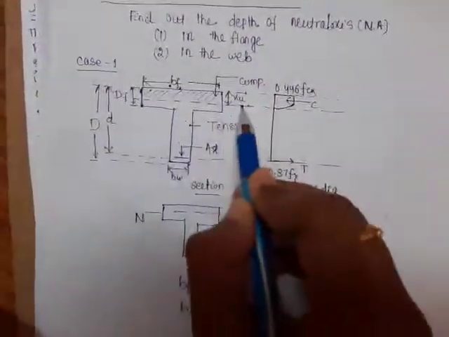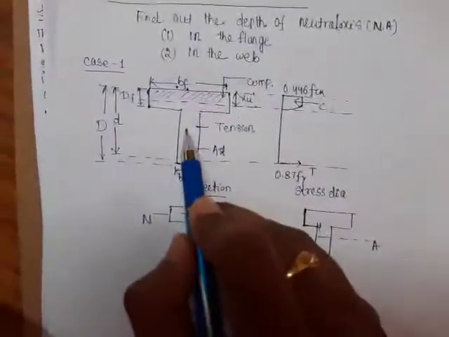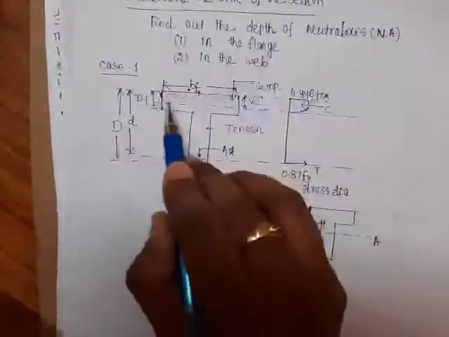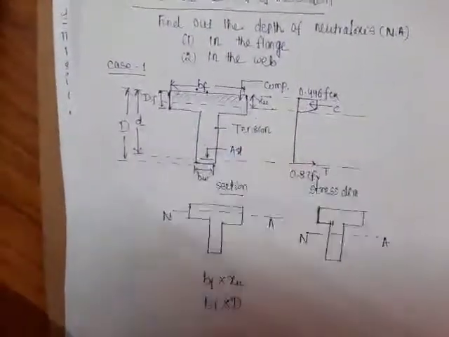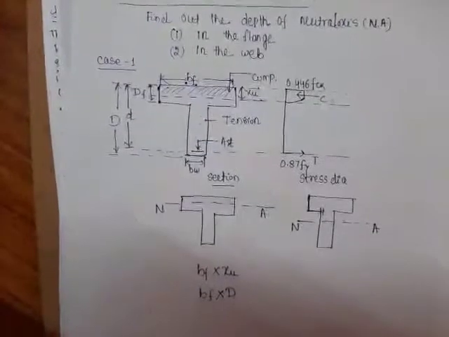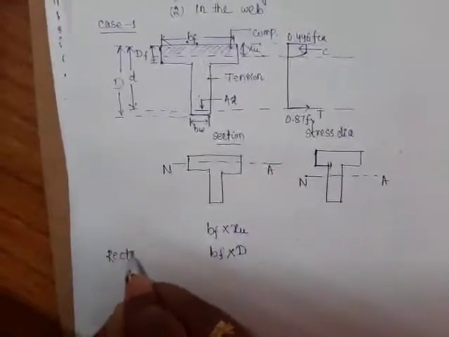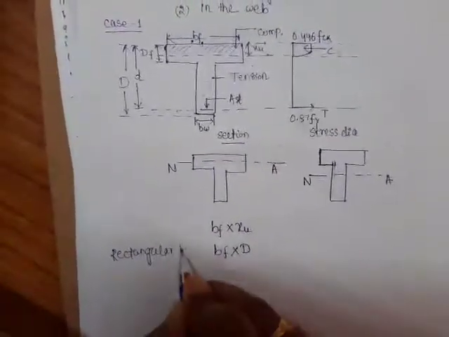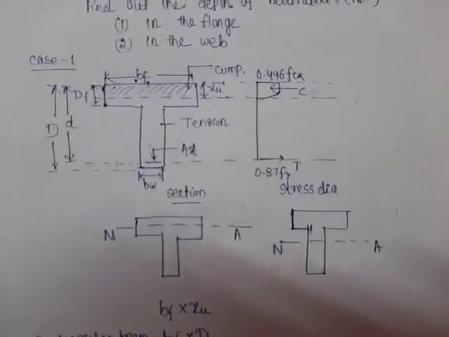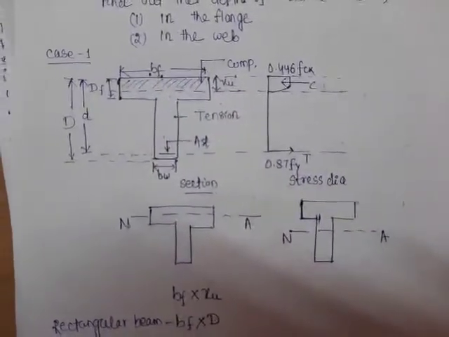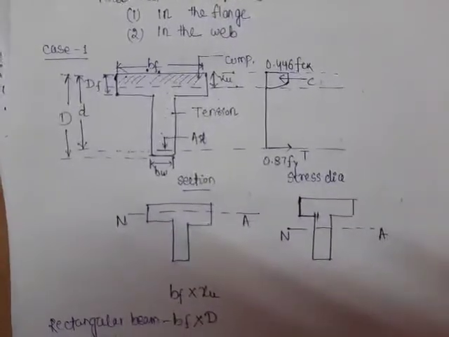So below the neutral axis, whatever portion of the flanged beam is available, that has no role to play in tension. So this beam can be considered as a rectangular beam of cross section BF into D. So the design, or the moment of resistance, will be calculated in this case the same as for a rectangular beam.